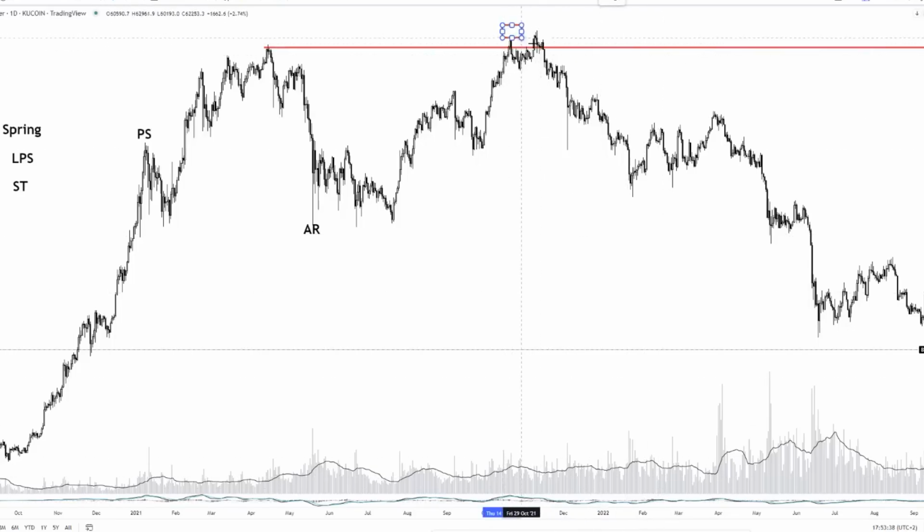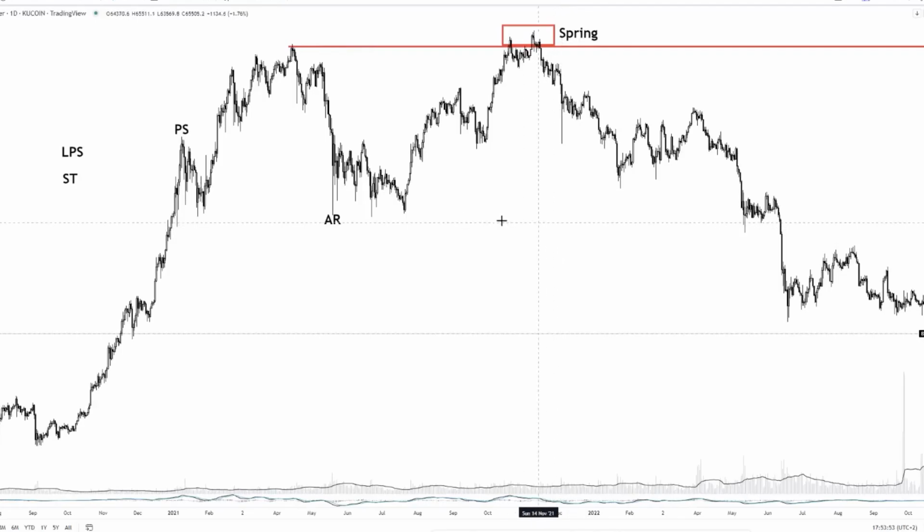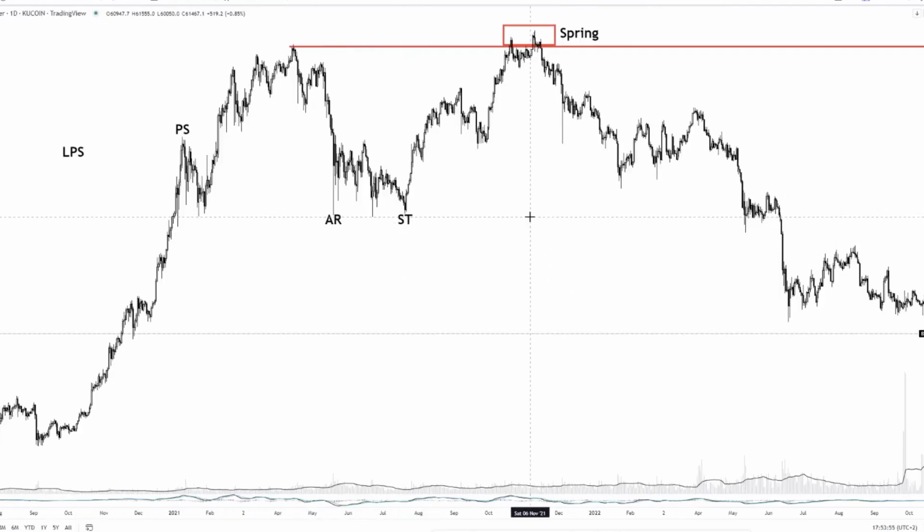After the automatic rally comes the secondary test, where false breakouts might also appear, and we see this secondary test. You could call it a spring, though remember that distribution phases use different terms, but let's stick with spring for now. If you want to study this in detail, pause and try to memorize what I've sketched on the slide. I'm following rough logic here.